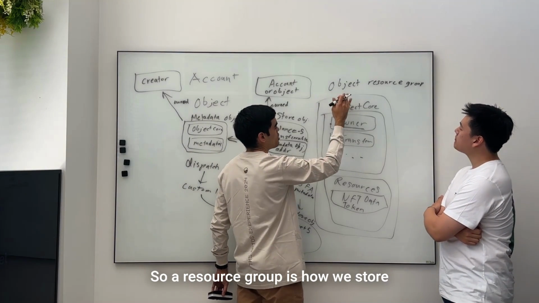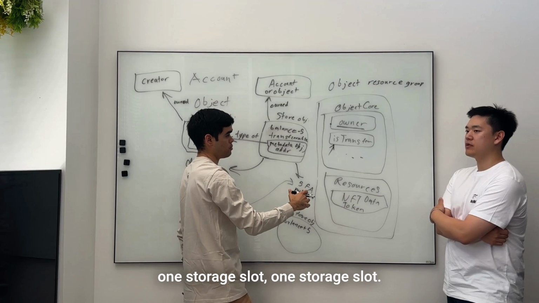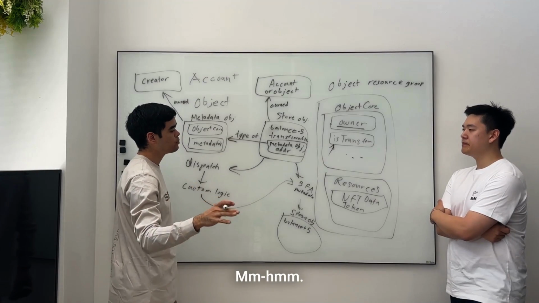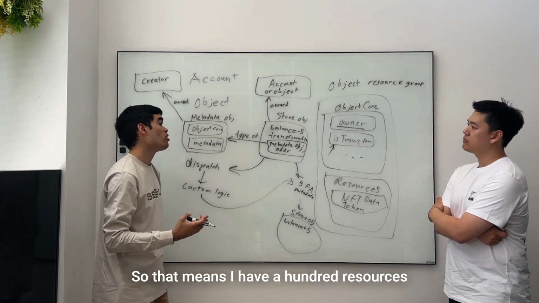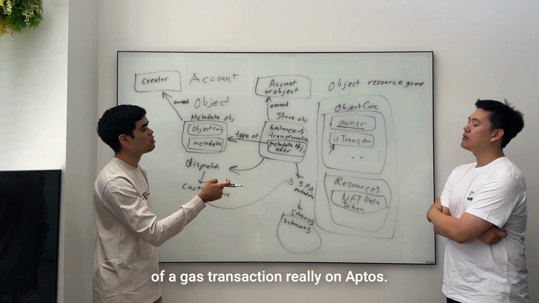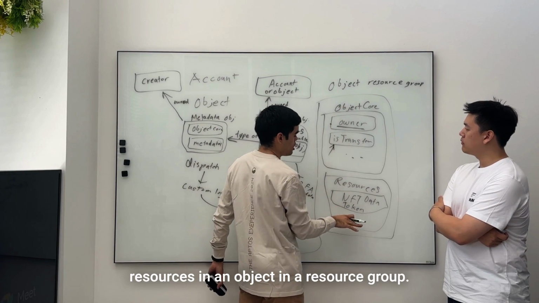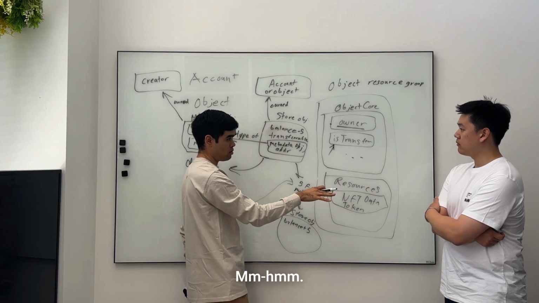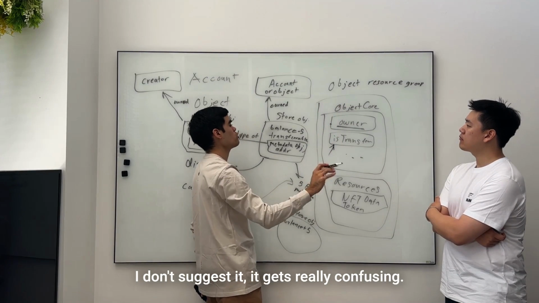So a resource group is how we store all these resources together into one storage slot. One storage slot. So remember how I mentioned before, storage slot is what you pay for in gas. Yes. So normally in an account, each resource is a storage slot. Okay, so that means I have 100 resources, I pay for 100 storage slots. Yes. It gets kind of costly. It's actually the most expensive part of a gas transaction on Aptos. But now let's say you put those 20 resources in an object, in a resource group. So now you have 21 resources that are stored in a B tree at that storage slot. You can actually create resource groups for other things. I don't suggest it. It gets really confusing.